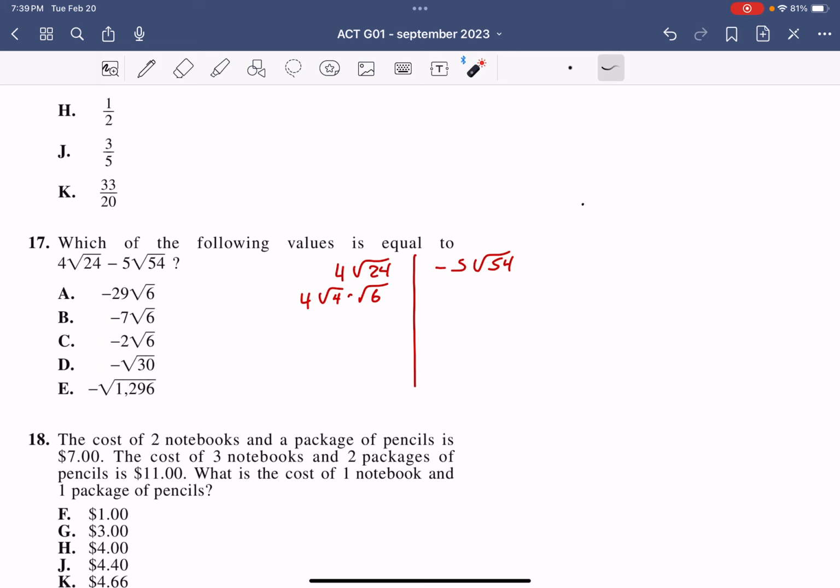And just a quick note, in the beginning of this problem, this 4 root 24, even though there's no symbol between the 4 and the square root, it is implied that they're being multiplied to each other. So keep that in mind.